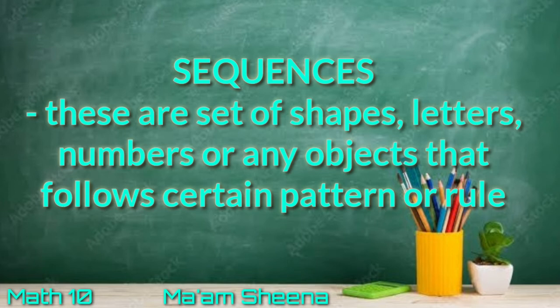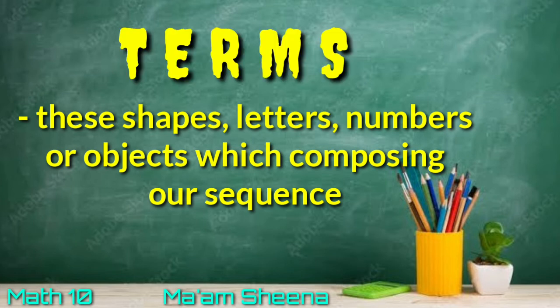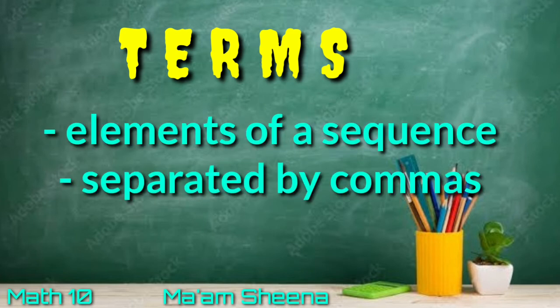So that's a sequence. And these shapes, these letters, these numbers, or these objects that compose a sequence are what we call terms. Again, terms are the numbers, the objects, the shapes, or any objects that compose a sequence. So kung ano ang makita sa aton nga given, it can be shapes, it can be letters, it can be numbers. Amo ni siya ang ginatawag naton nga terms. These are the elements of our sequences.